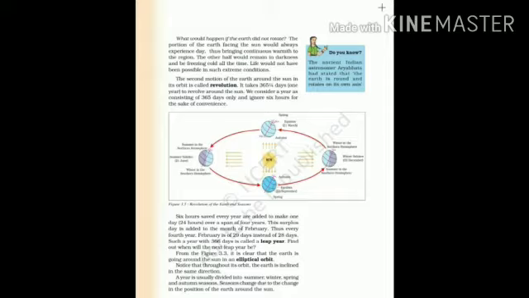The other half would remain in darkness and be freezing cold all the time. Life would not have been possible in such extreme conditions. The second motion of the earth around the sun on the orbit is called revolution.